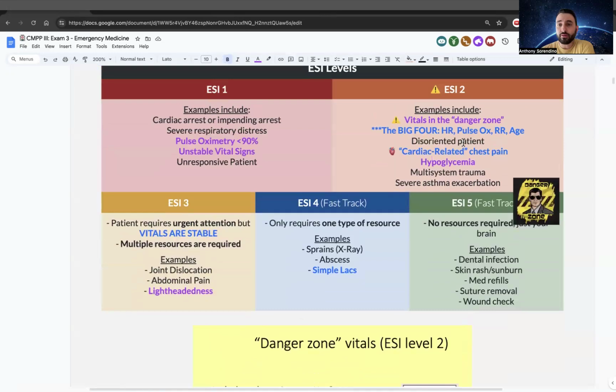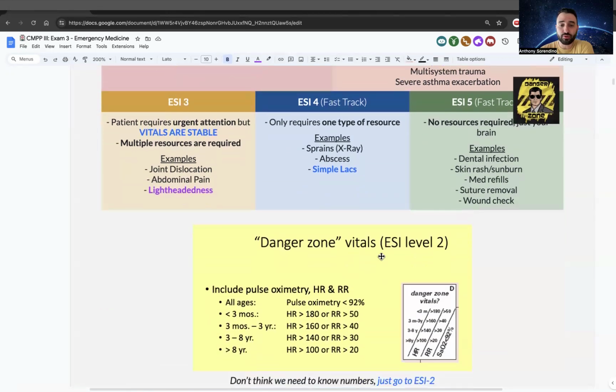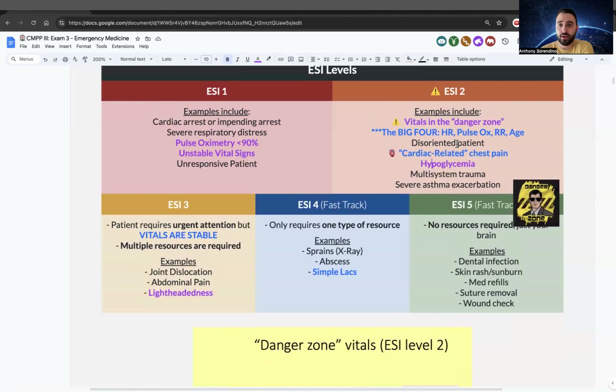But I think the important thing here is what's not here. So blood pressure is not there. So that would be a really great question: which one of the following is not a danger zone vital? And that would be blood pressure. All right, so just keep in mind heart rate, pulse ox, and respiratory rate.